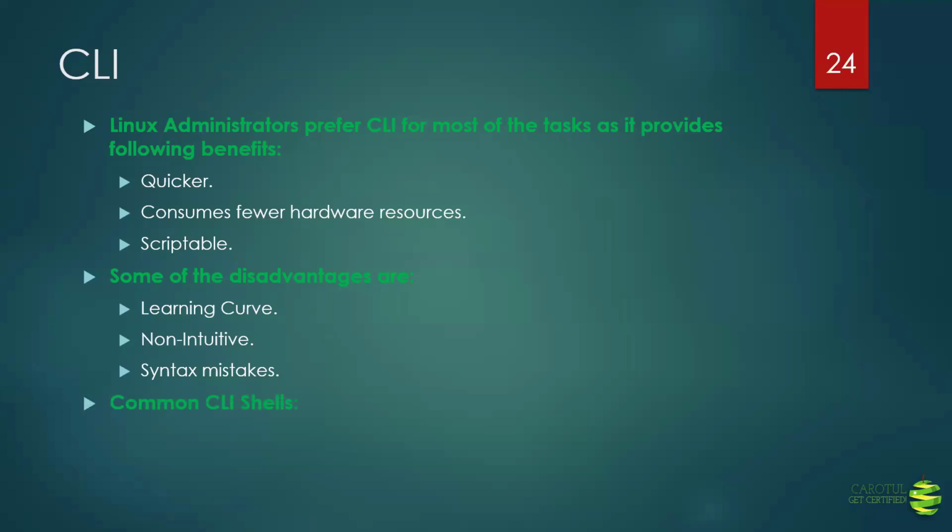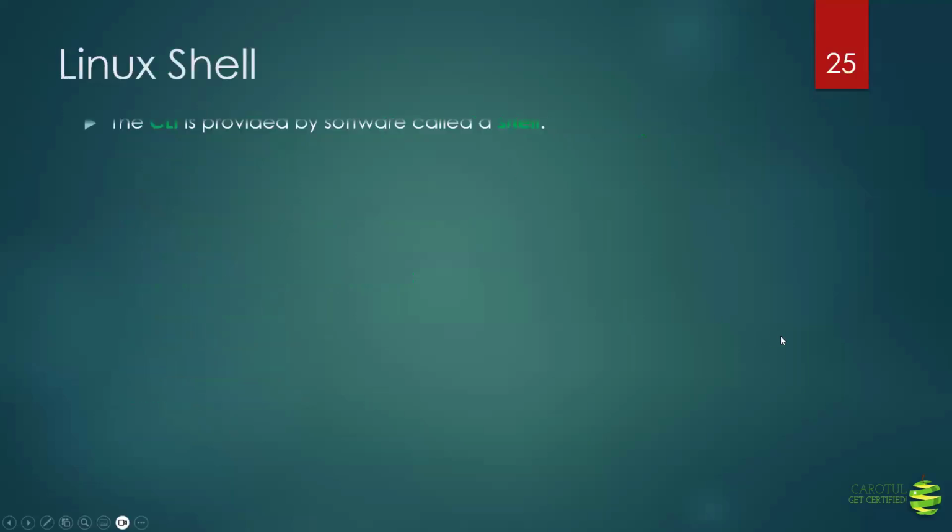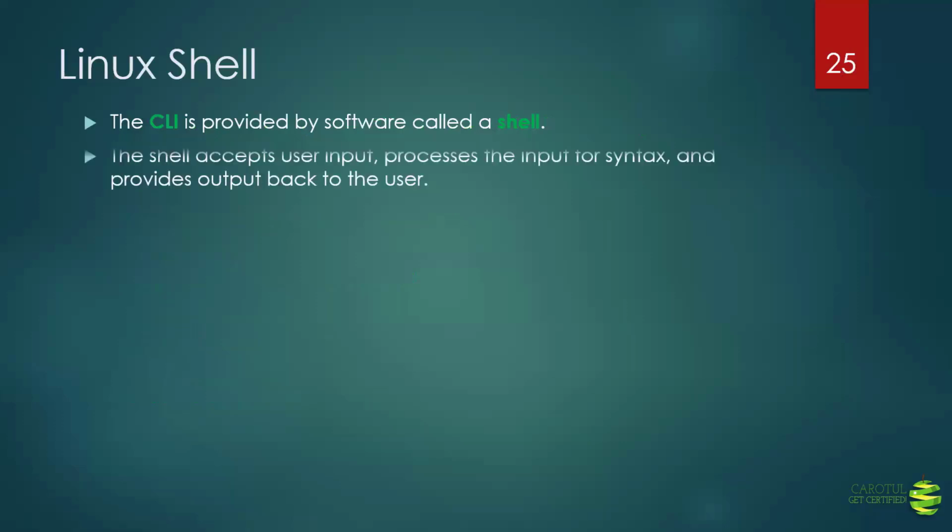And how do you use CLI? You actually use a shell, and you can use the bash, Bourne Again Shell, or K shell, G shell, C shell. There are many different shells, which are just the methods that allow you to access the CLI. So you see that there are many different options in shell. The CLI is provided by a software called a shell, and this actually accepts the user input, processes the input for syntax, and then provides the output back to the user, right?